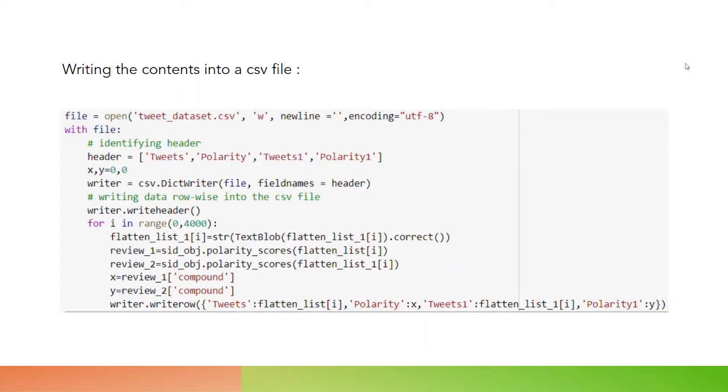So the last part is to write all of this data into a CSV file using these headers like tweets and polarity. So we got the value of polarity using the Vader library. And we also used a function called .correct, which will be explained by my teammate Shreyas.